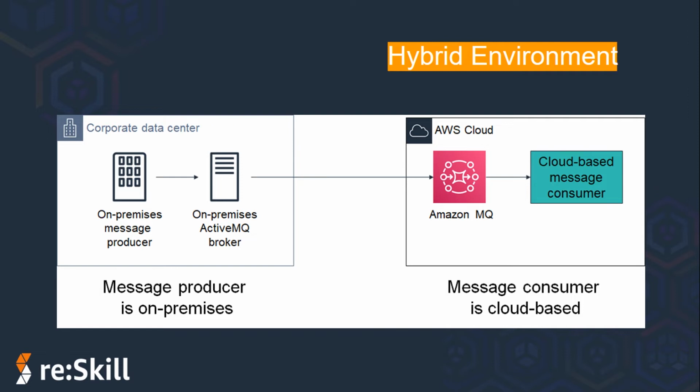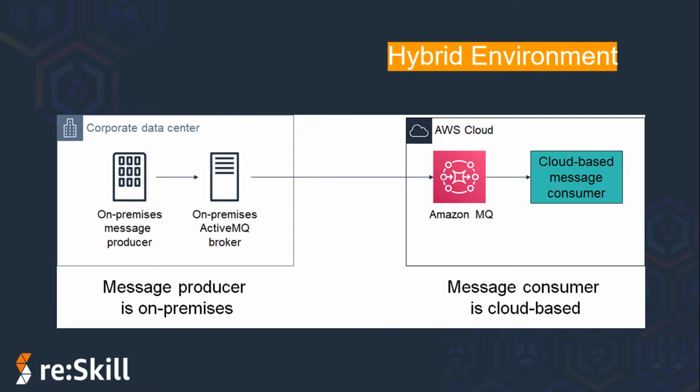In these cases, the on-premises applications must still interact with the cloud-based components. And Amazon MQ enables organizations to send messages between applications in the cloud and the applications that are on premises to enable hybrid environments and application modernization.